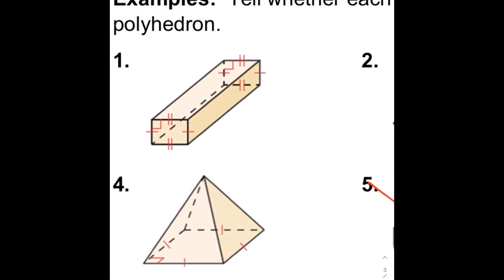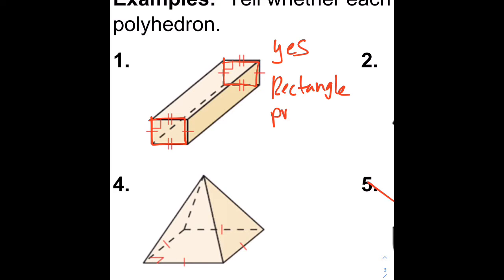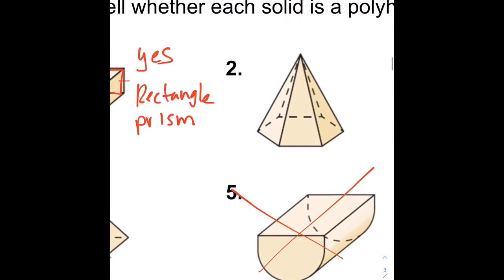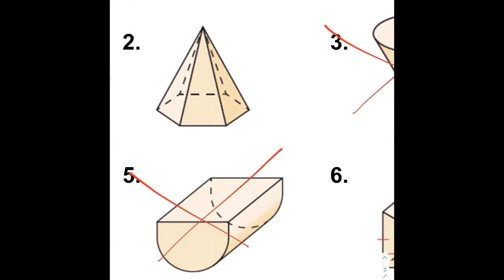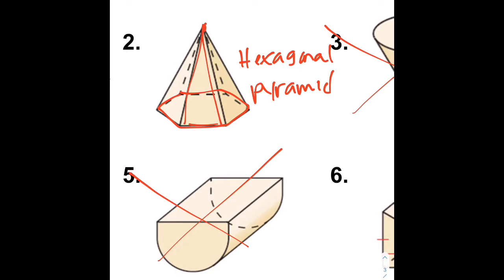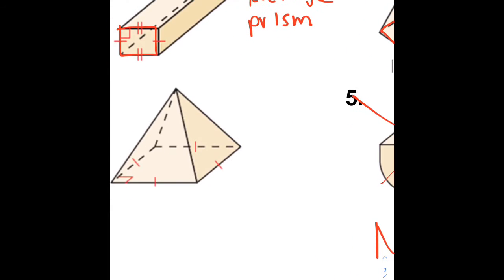On number 1, though, number 1 is a polyhedra. And when you look at it, the base is a rectangle. Because this has two rectangular bases, this is a rectangular prism, not a rectangular pyramid. Number 2 is a pyramid because it only has one base. That base has 6 sides, so this is considered a hexagonal pyramid. Notice how each of the other sides are triangular, they're not rectangular.